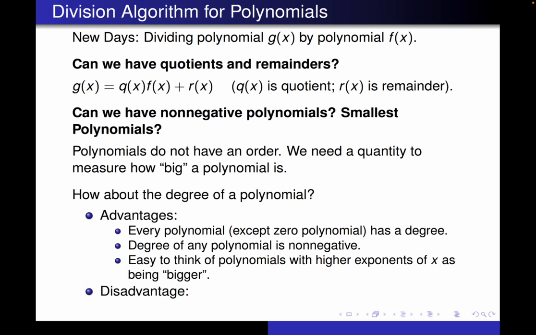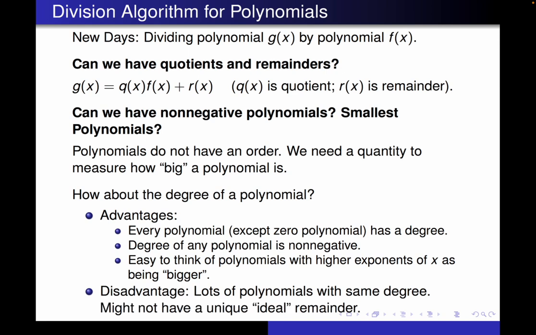Now there's a little disadvantage that we might have, and one is that we have lots of polynomials with the same degree. For instance, all linear polynomials, which there are a ton of them, have degree 1. And so what this means is that this is not a total ordering of the polynomials. It is only what we would call a partial ordering of the polynomials.